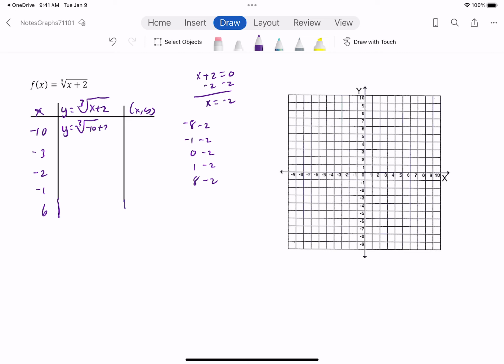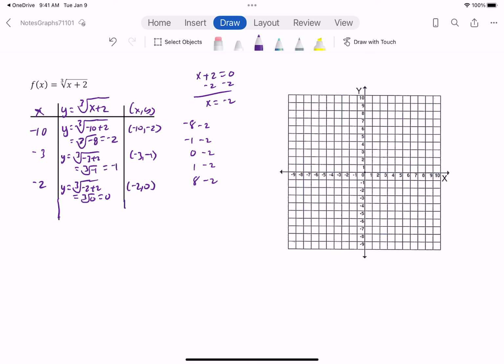If I substitute negative 10, we do get the cube root of negative 8, which we know is negative 2. If I substitute negative 3, I get the cube root of negative 1 is negative 1. I'm really bad about not leaving myself enough space. This one was negative 2. That gives me the cube root of 0, which is 0.